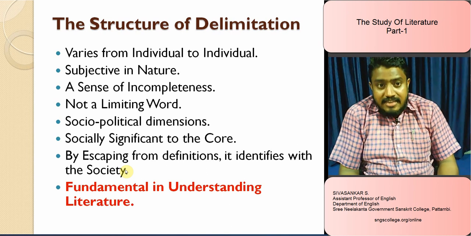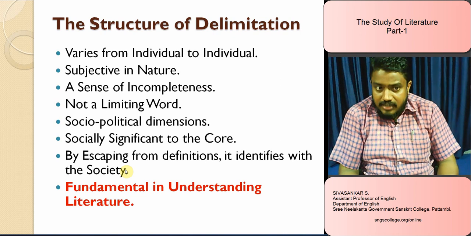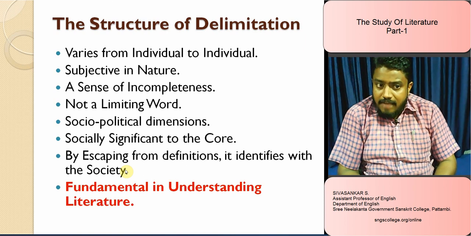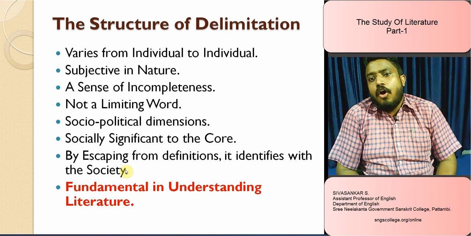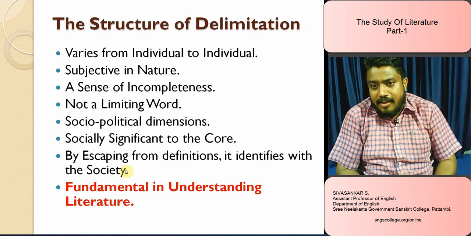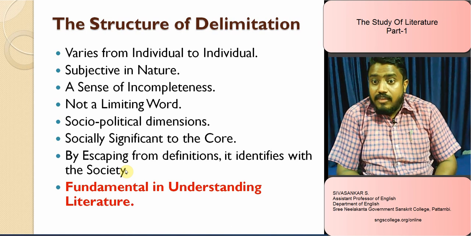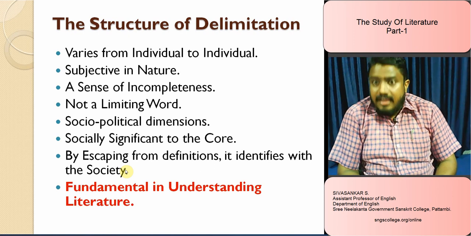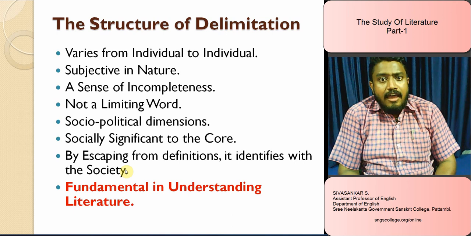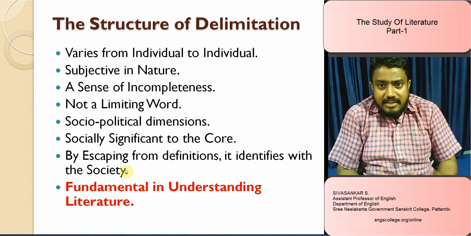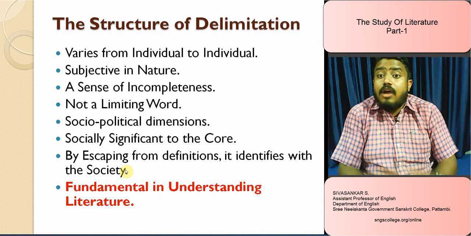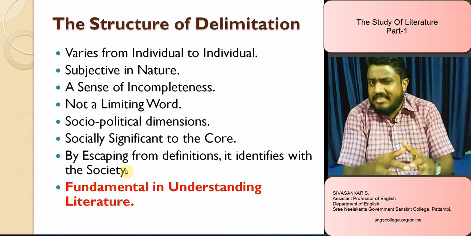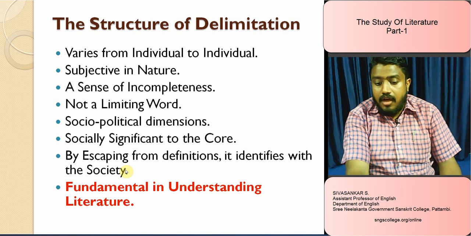And when you look at the structure of this incompleteness, we realize that the structure is socially significant to the core. So it varies from individual to individual, and by escaping from all kinds of uniform or popular definitions, literature is coming out into the society, or literature identifies with the society. So this is really fundamental in our understanding of literature. That is, there is a structure for the delimitation we can see in the process of defining literature. That is changing. It's ever evolving. It's always moving, and you can't settle it. Every time you have a new definition for literature. So this is how literature operates when it comes to the definition part of literature.